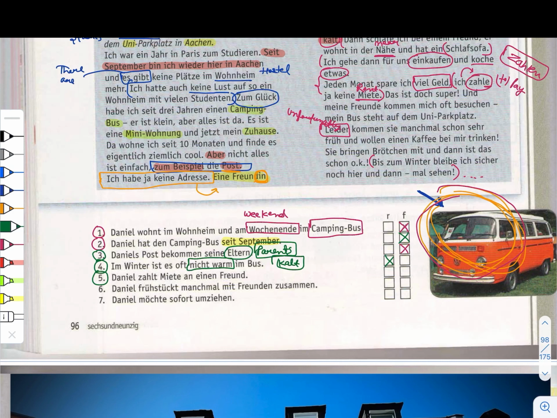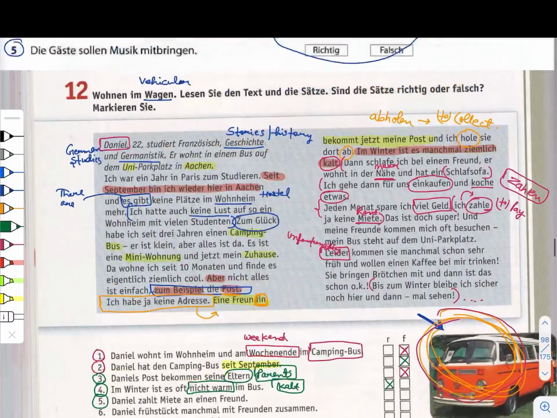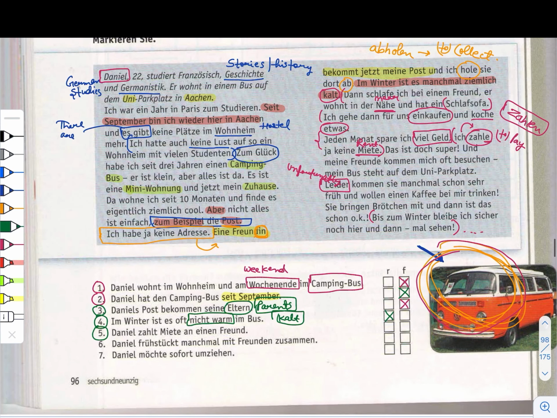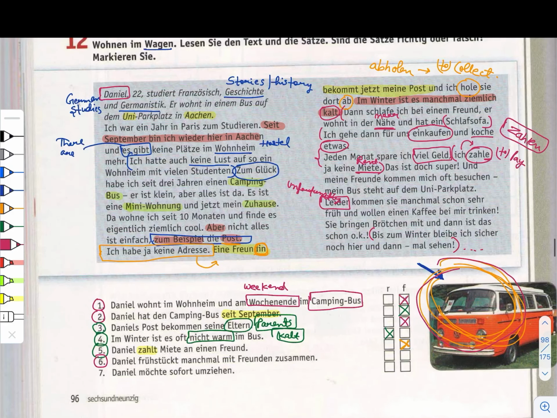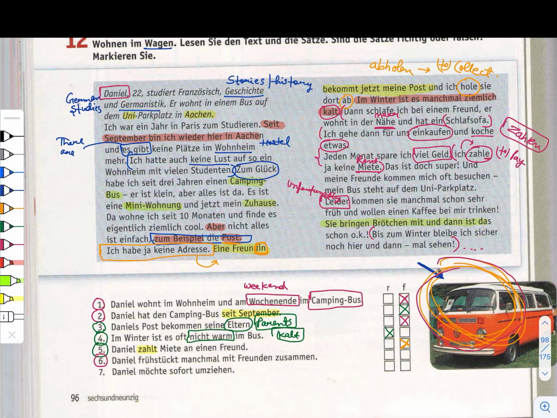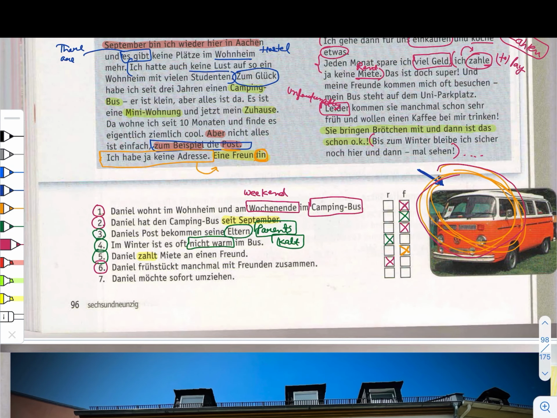Nummer 5. Daniel zahlt Miete einem Freund. So Daniel pays rent to a friend. There is nothing about rent here, that he is giving rent to his friend. So again falsch. Nummer 6. Daniel frühstückt manchmal mit Freunden zusammen. Here they told sie bringen Brötchen mit und dann ist das schon okay. Okay. So richtig.